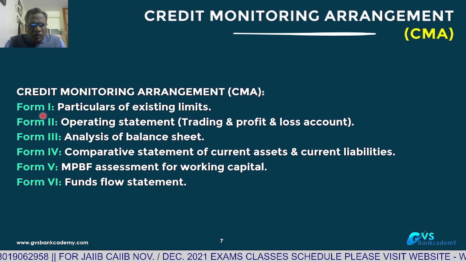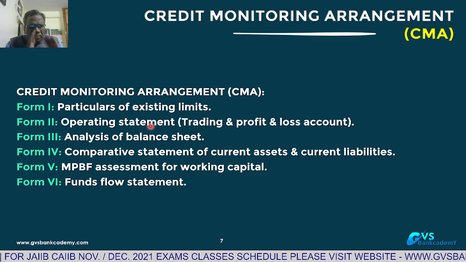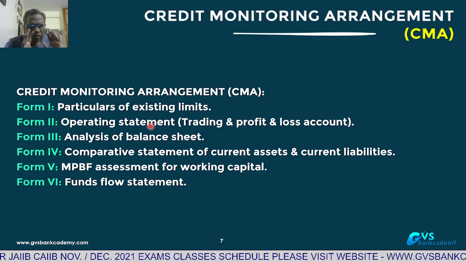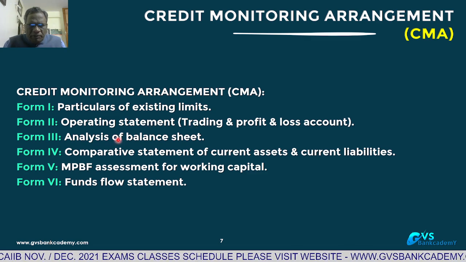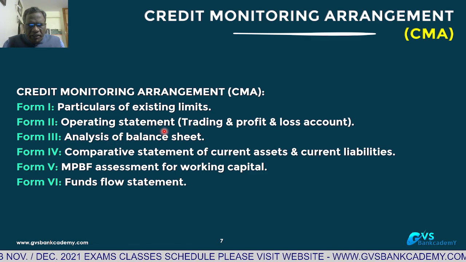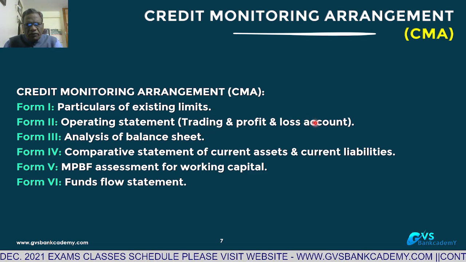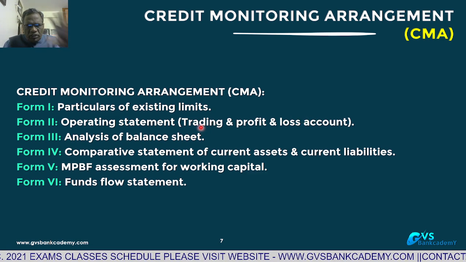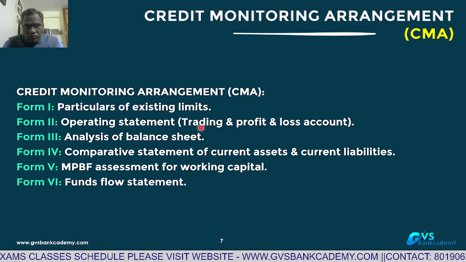Form number 1 is particulars of existing. Form number 2, operating statement: trading account and P&L. Trading and P&L account of the borrower, firm or company. So, from the trading account, from the operating statement, we are getting gross profit, net profit, and total sales, total purchases, total operating expenditure also.